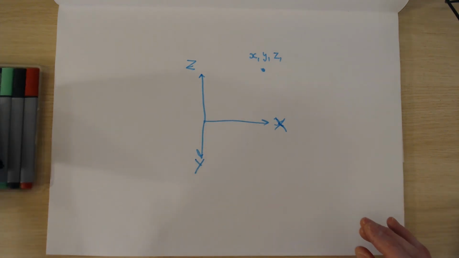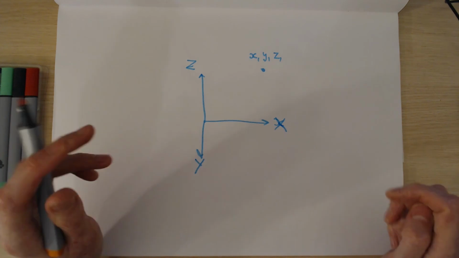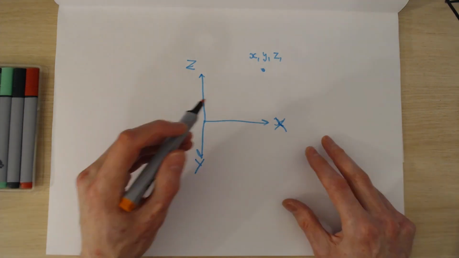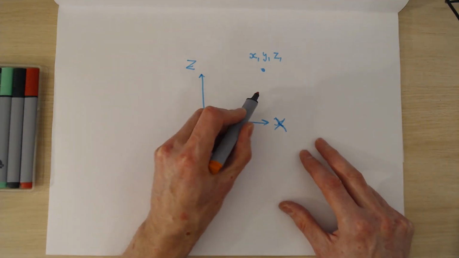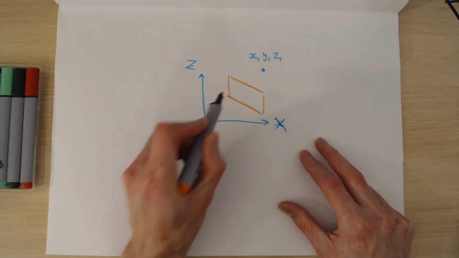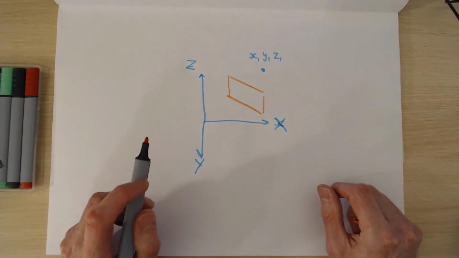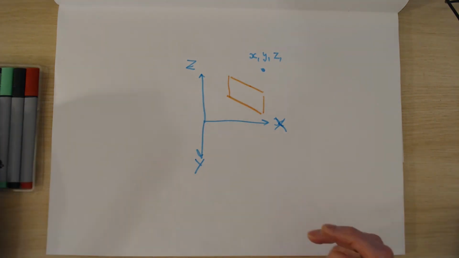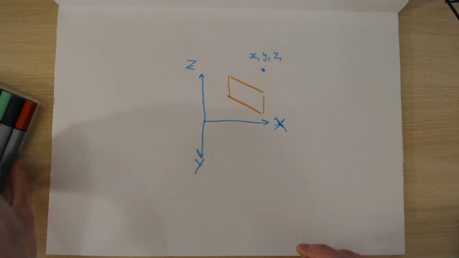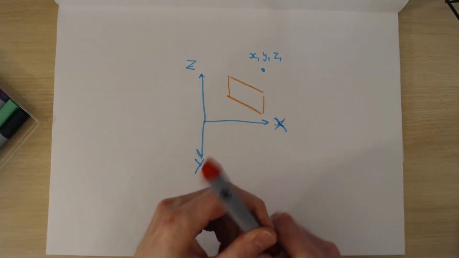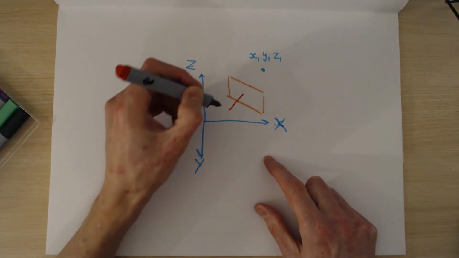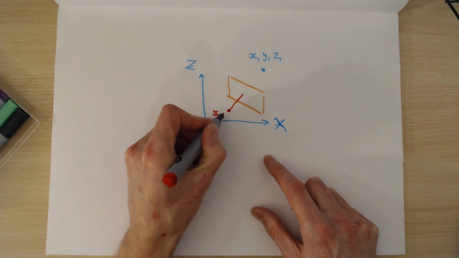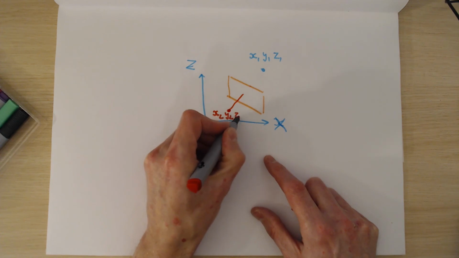But I want to see that point in space on a screen. Now my screen is flat. So where is my screen? So let's put a screen here. That's the screen, that's my monitor. But where am I looking from? Well, I'm actually looking from a point perpendicular to the screen here. We'll call that X2, Y2, Z2.